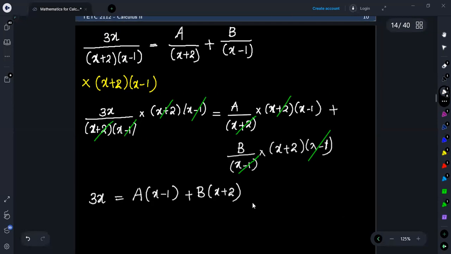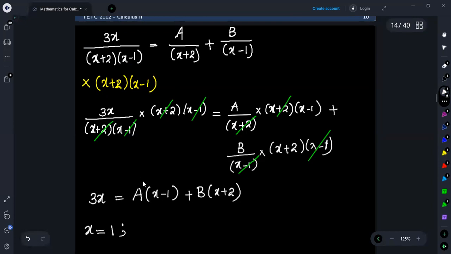So this is the next stage. Then we need to find the values of A and B. These two are unknown constants. To find the values of A and B, you can substitute any value for x. With that, you can obtain some equations with two variables, and by solving those two equations, you can obtain the answer. So starting from, I'm going to substitute x equals 1.